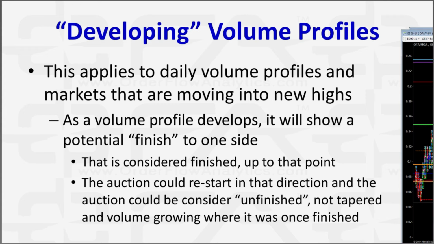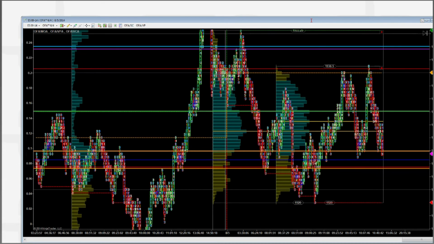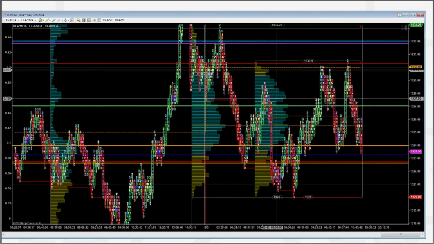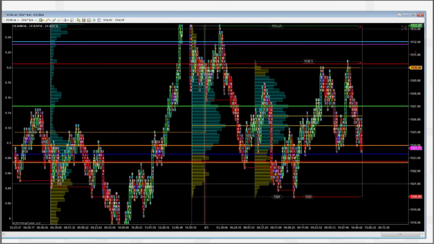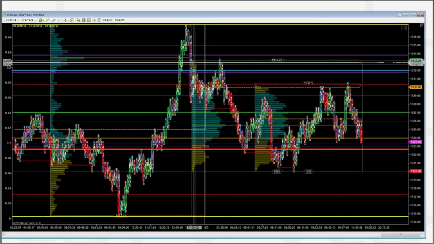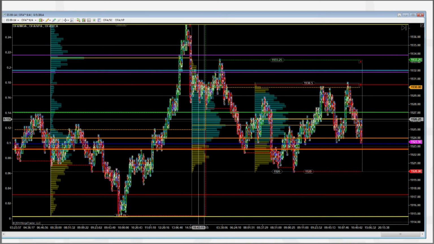What you will typically see almost all of the time is this finish. You'll see this taper on both edges. In fact, there really are very few days that I ever go back to where we don't have this tapering, this finish.